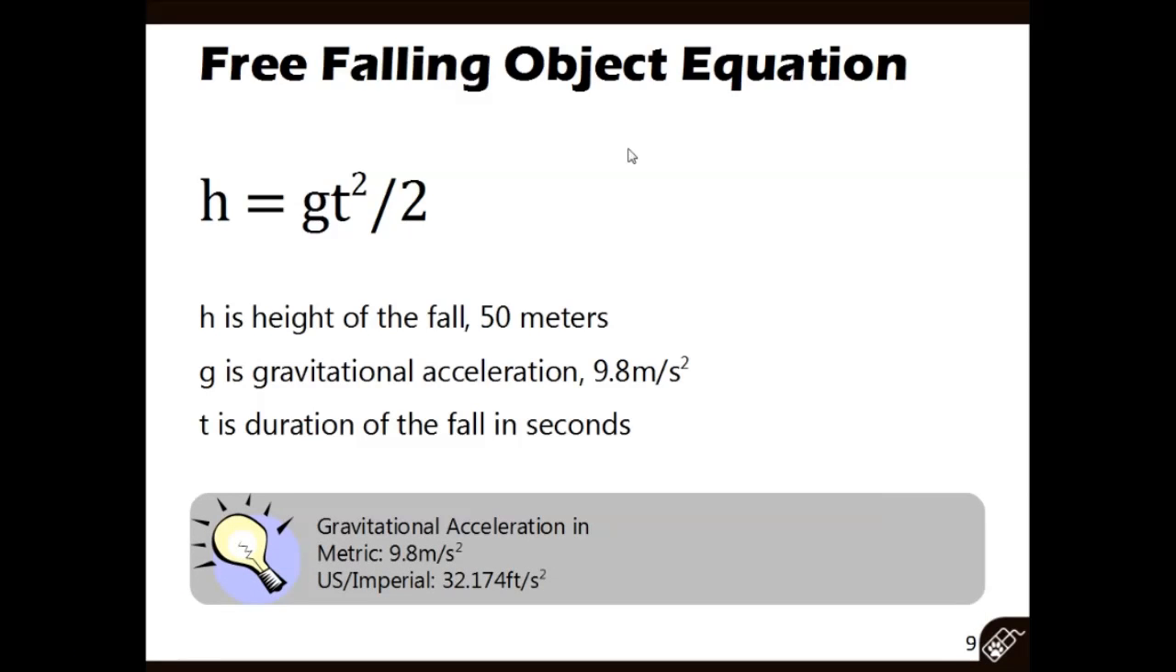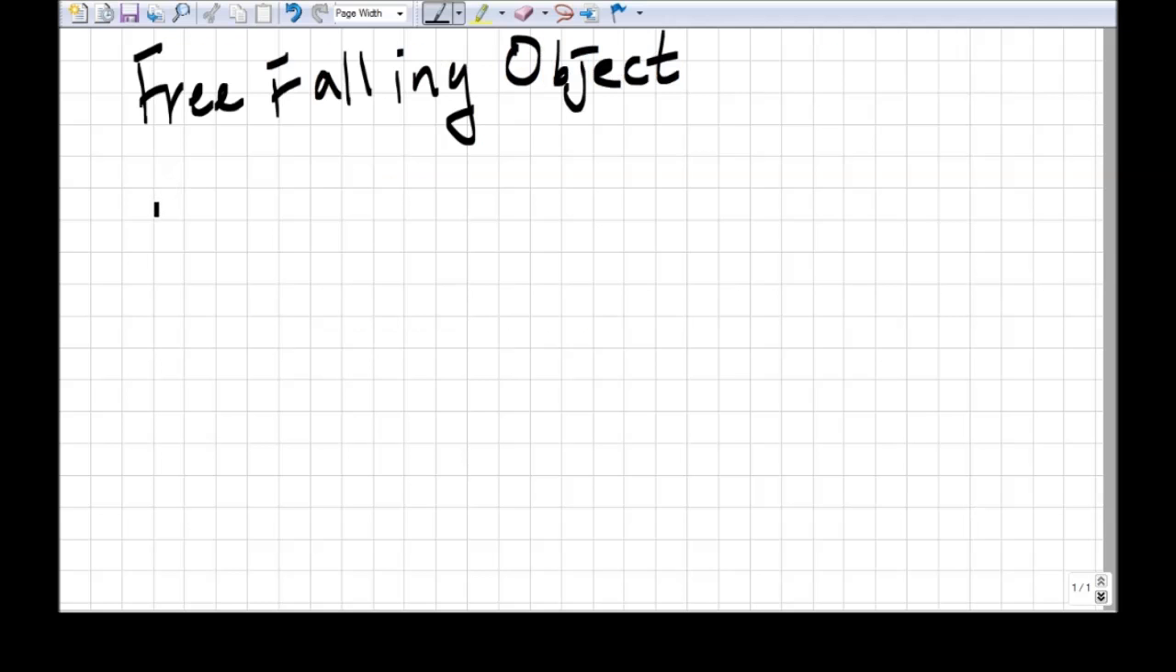Another little bit of information before we move on. If we're talking about meters, we use 9.8 meters per second squared for gravitational acceleration. But if we are using feet and inches, we should use 32.174 feet per second squared. Those are the conversion factors, and it's very important. Our free-falling object equation is h equals g times t squared over 2.